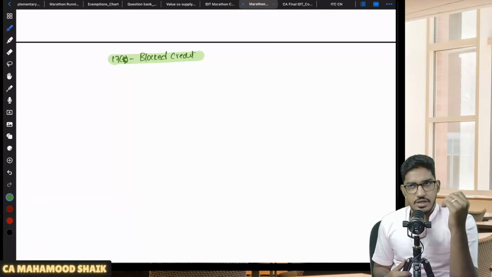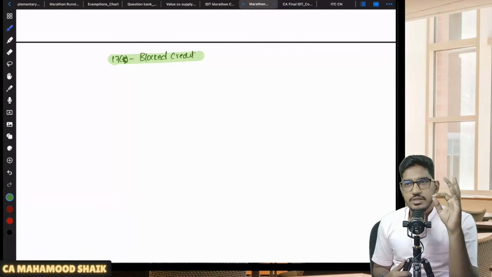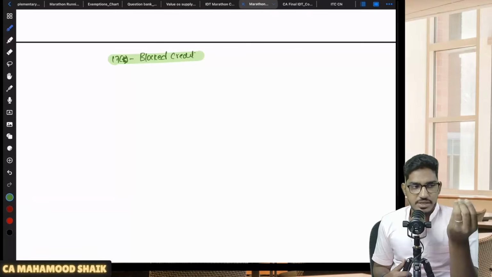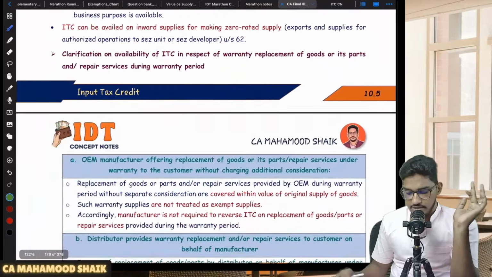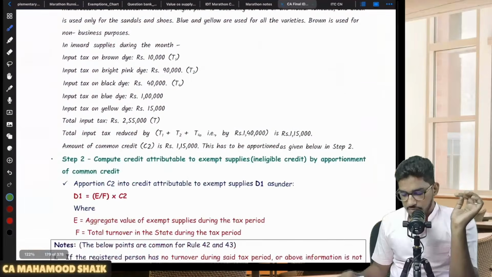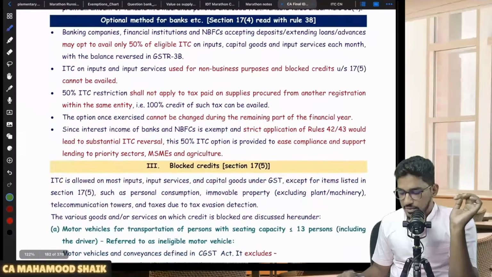Agreed, you are a registered person. Agreed, you are receiving those supplies for business purposes. Agreed that you have complied with all the conditions given under section number 16. But still, we will not let you take the ITC. So if you are purchasing such supplies, ITC will not become available for you. Sir, what are those items on which ITC is blocked? There is a very big list here, so we have to complete it one by one. Let us see what the list of items is on which ITC will be blocked.